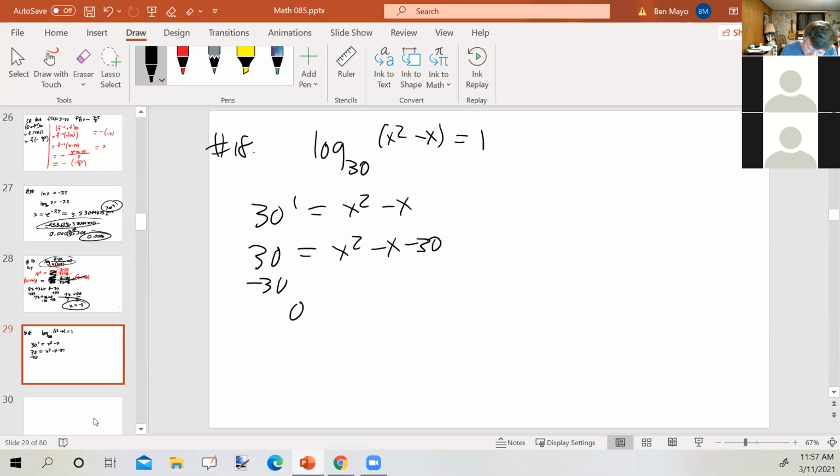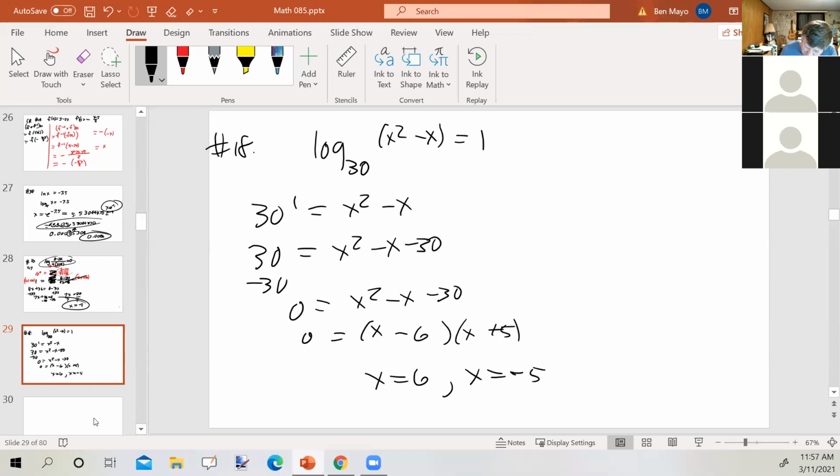Subtract 30 from both sides. 0 equals x squared minus x minus 30. I think we actually had these exact same numbers. So x is 6 and x is negative 5. And if we plug them both in here, we get positive answers. So both values work. This was part A.